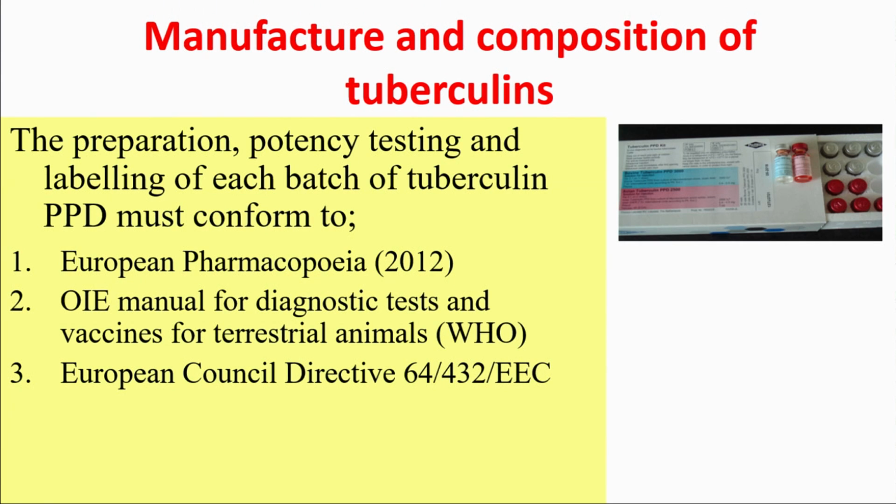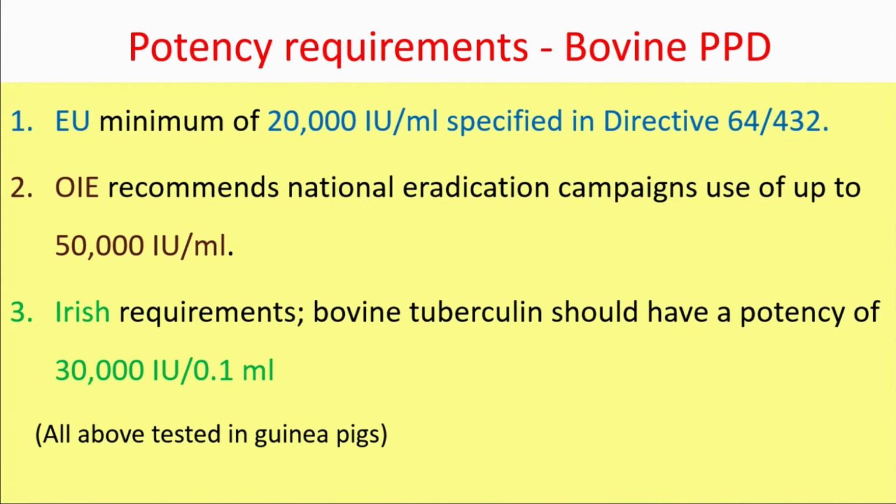The manufacture and composition of tuberculins, as I said, the label says Appellation Contrôlée, and that's because it has to fit with the European Pharmacopoeia, the OIE manual, and the EU directive. The potency requirement for bovine PPDs then, the EU minimum requirement is 20,000 international units, as specified in Directive 64432. The OIE recommends national campaigns should be up to 50,000 international units, and our Irish requirements then are up to 30,000 international units. That's when tested in guinea pigs.